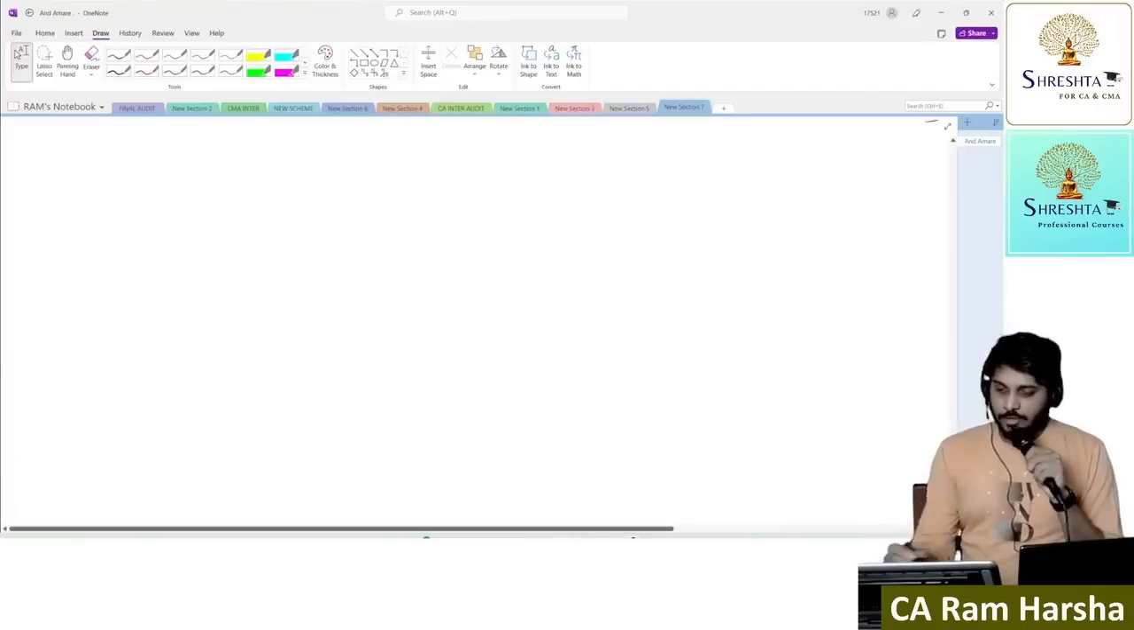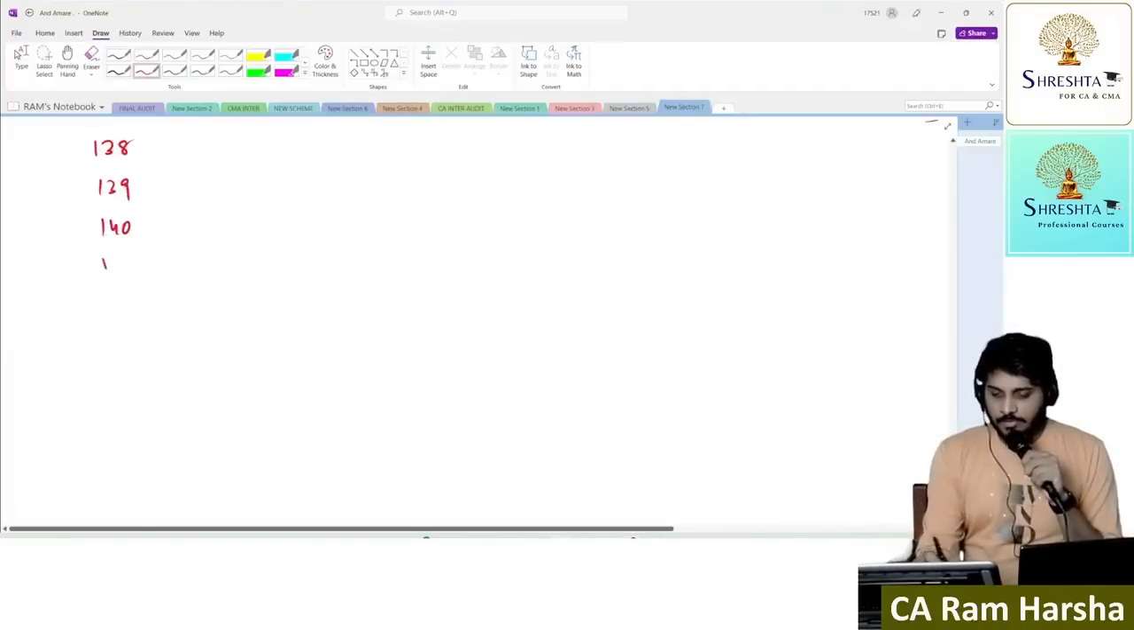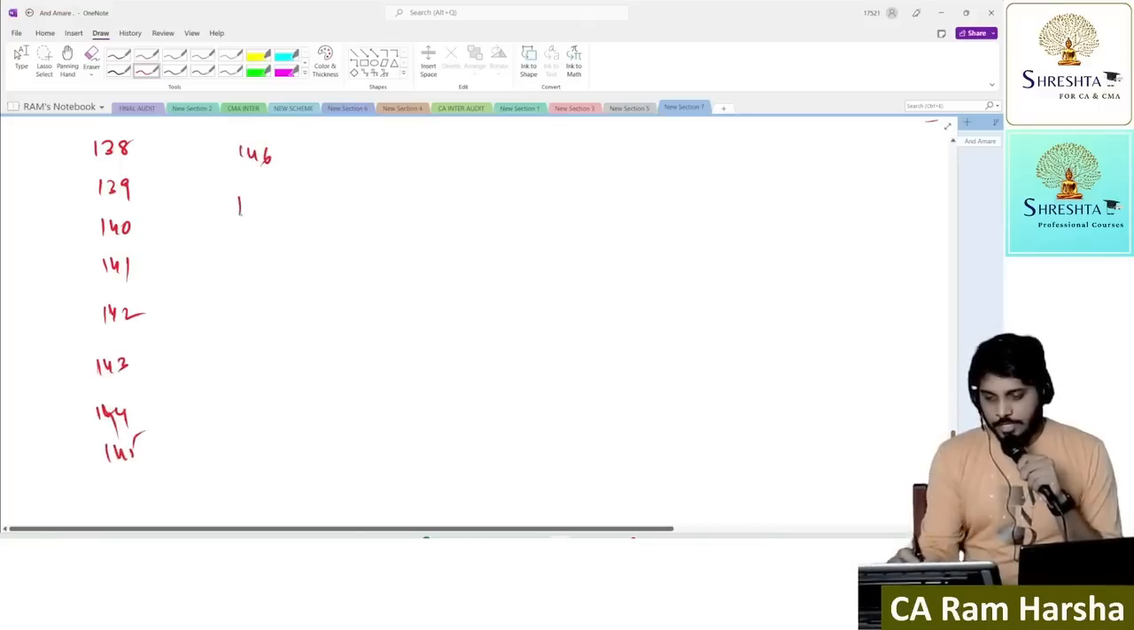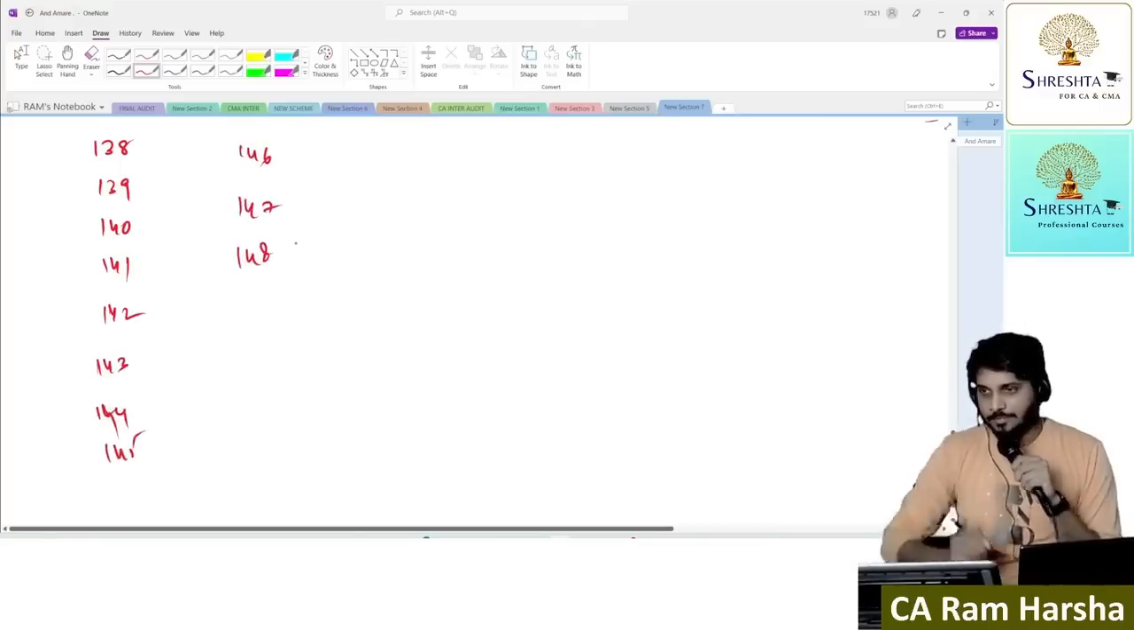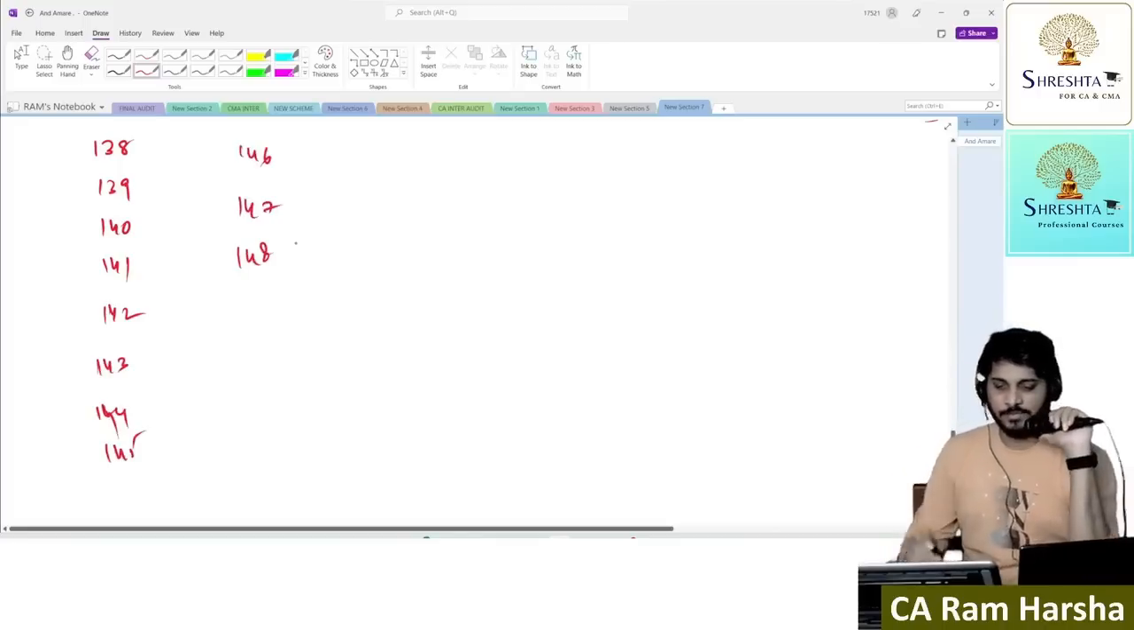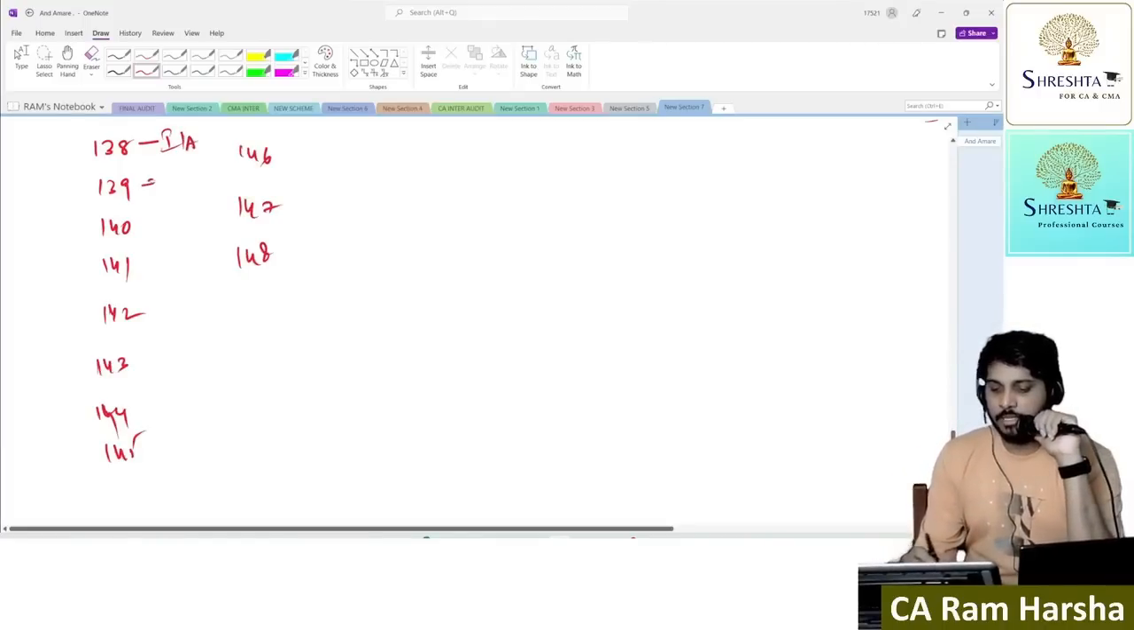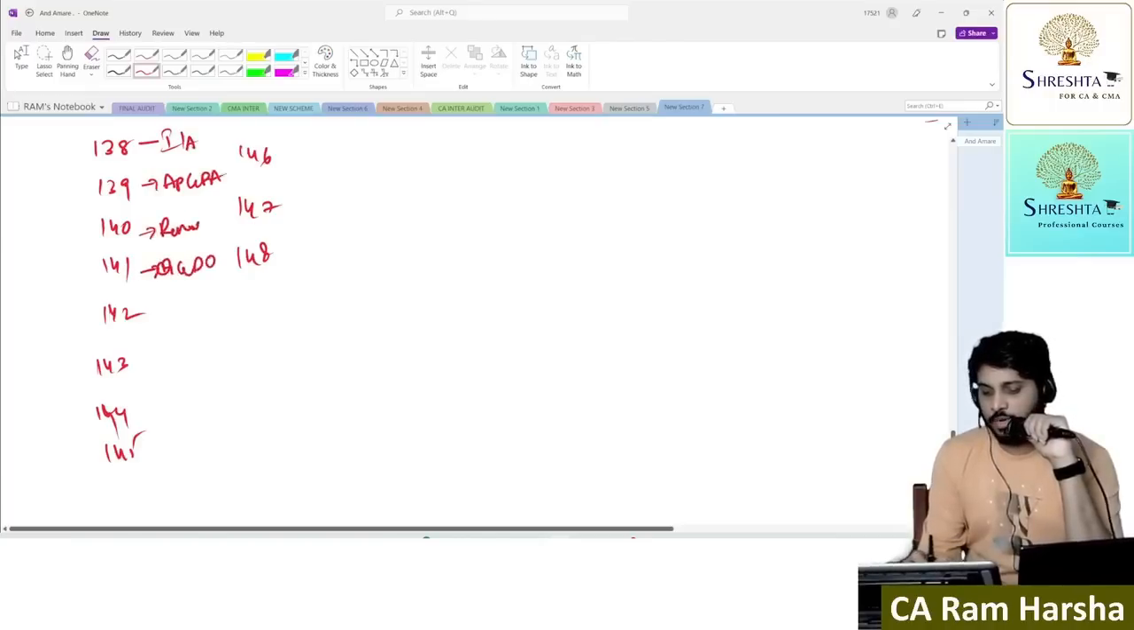So in this chapter, we are going to discuss sections 138, 139, 140, 141, 142, 143, 144, 145, 146, 147, 148. These are the sections that we have. This is regarding internal audit. This is regarding appointment and reappointment of auditors. This is regarding removal, resignation. This is regarding qualifications and disqualifications.